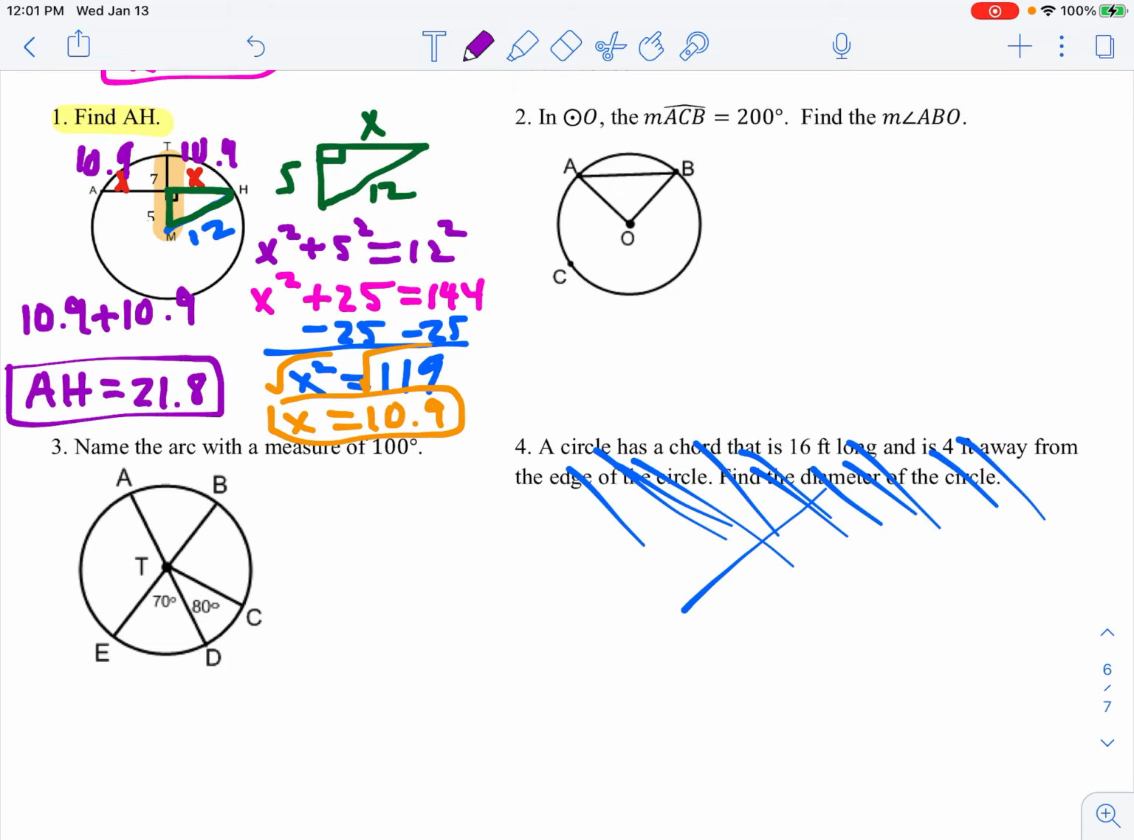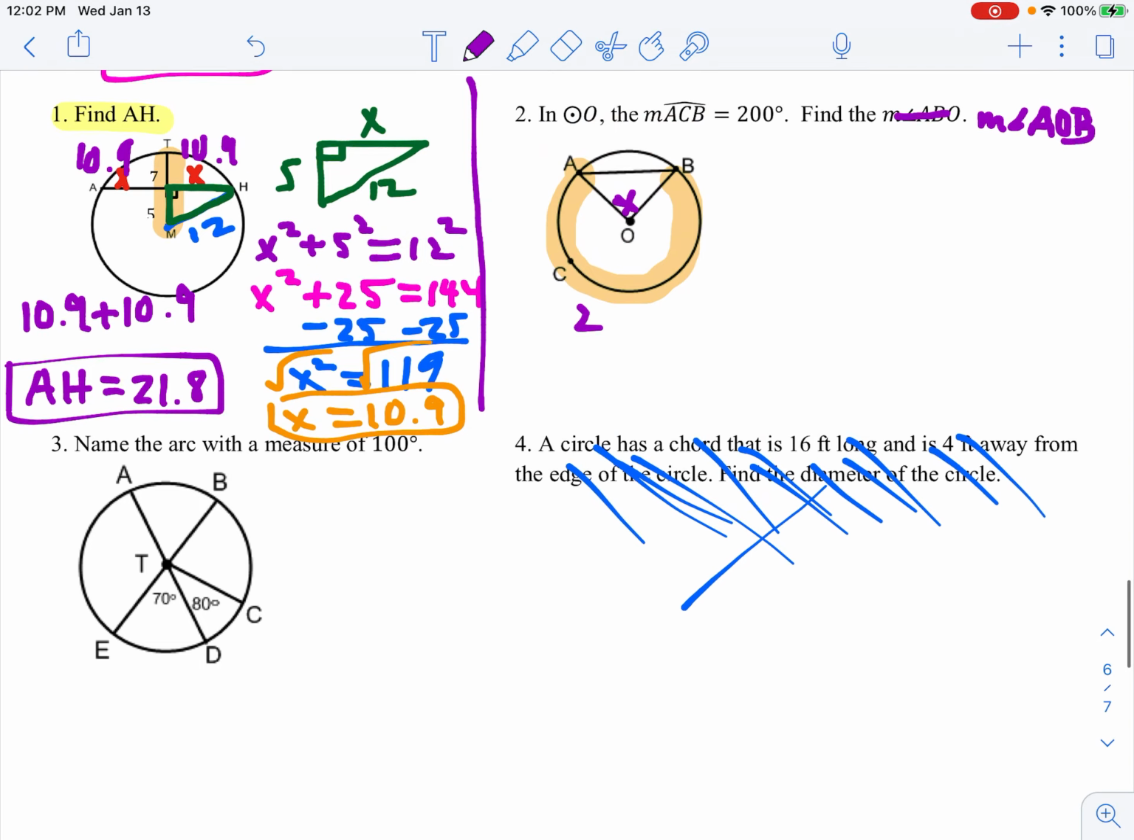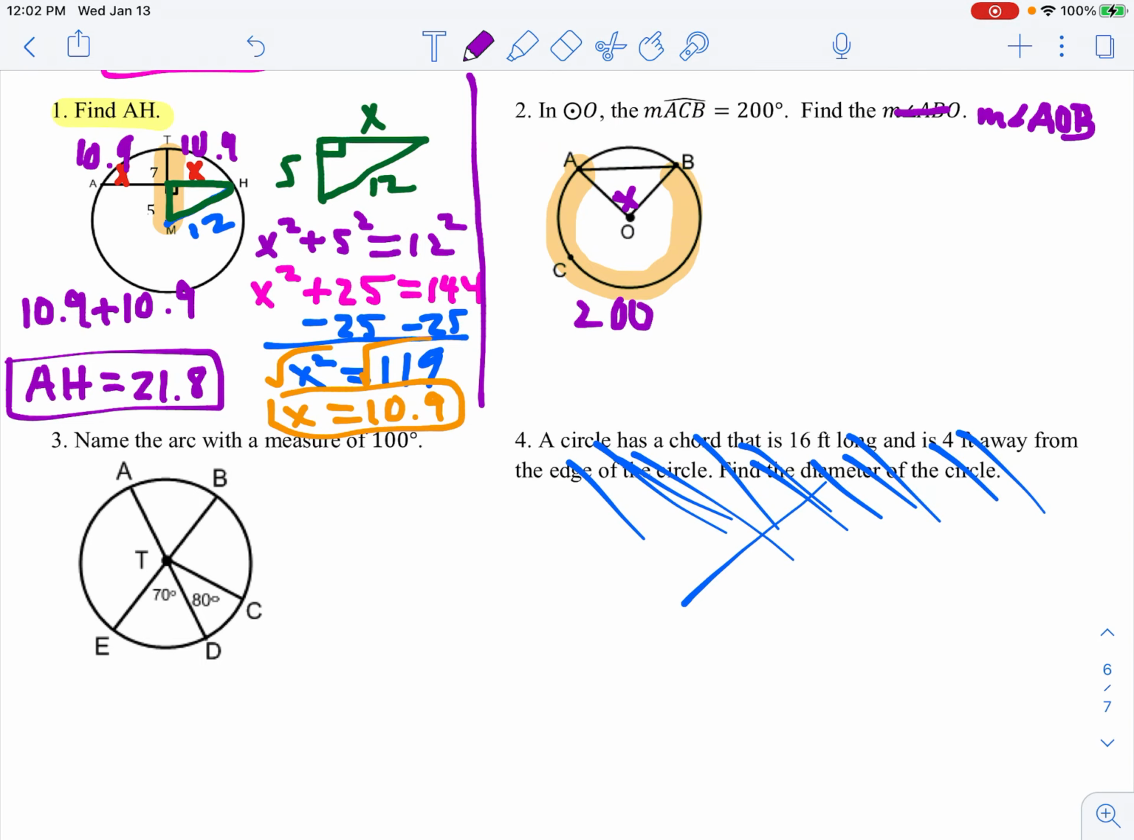Okay. For number 2, we're going to slightly change the question on you. I want you to make this say find the measure of angle AOB. So what we're going to do is we're going to try to find this x that lands right in here by this central angle. So let's look at what they give us. They tell us that arc ACB, so if I trace A to C to B, that arc right there should be 200 is what they told us. It's a major arc, so it should cover more than half a circle.